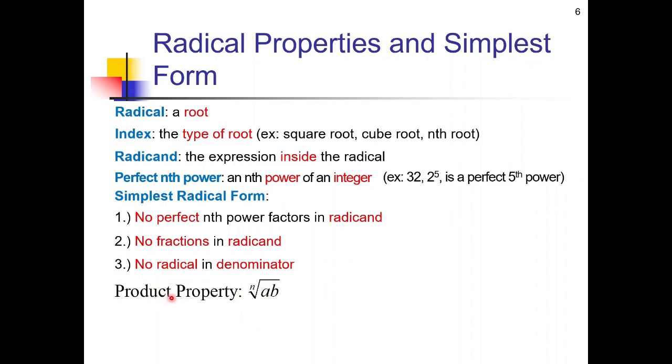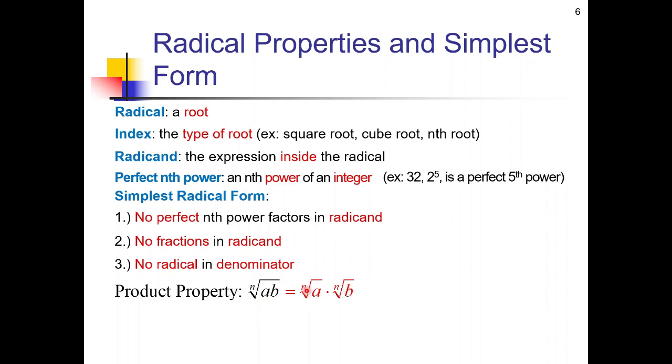One is the product property, which says that if you have a radical with a product in it, you can split that up into 2 radicals, the same index, with each of the factors. So for example, if you had the square root of 30, you could break that into the square root of 5 times the square root of 6. Now this rule goes both ways.